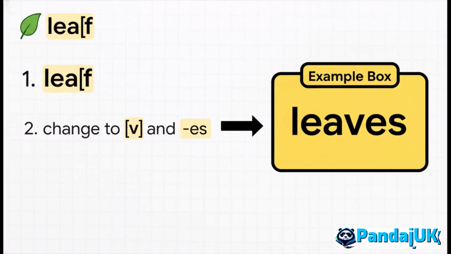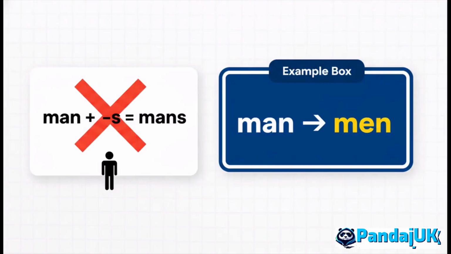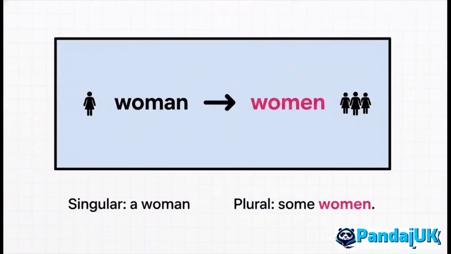Now listen for the F sound. To make it plural, change F to V and add ES. Let's try it out. Shelf becomes shelves. Knife becomes knives. Notice how the sound changes there? Some words break the rules completely. One man becomes many men. We don't use an S at all. The same idea applies here. One woman becomes some women. The entire word just changes.